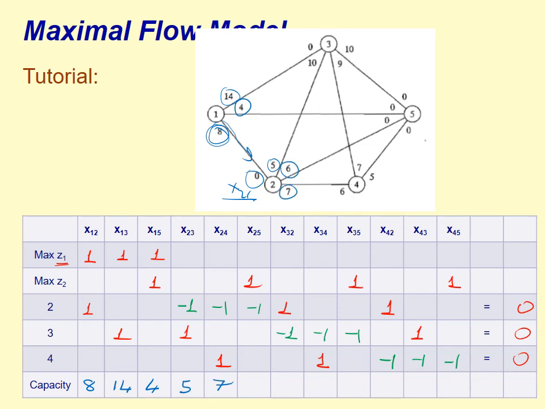And 2,5, capacity is 6. 3,2, capacity is 10. 3,4, it is 9. And 3,5, it is 10. 4,2, it is 6. 4,3, it is 7. And 4,5, it is 5. And this is the formulation.